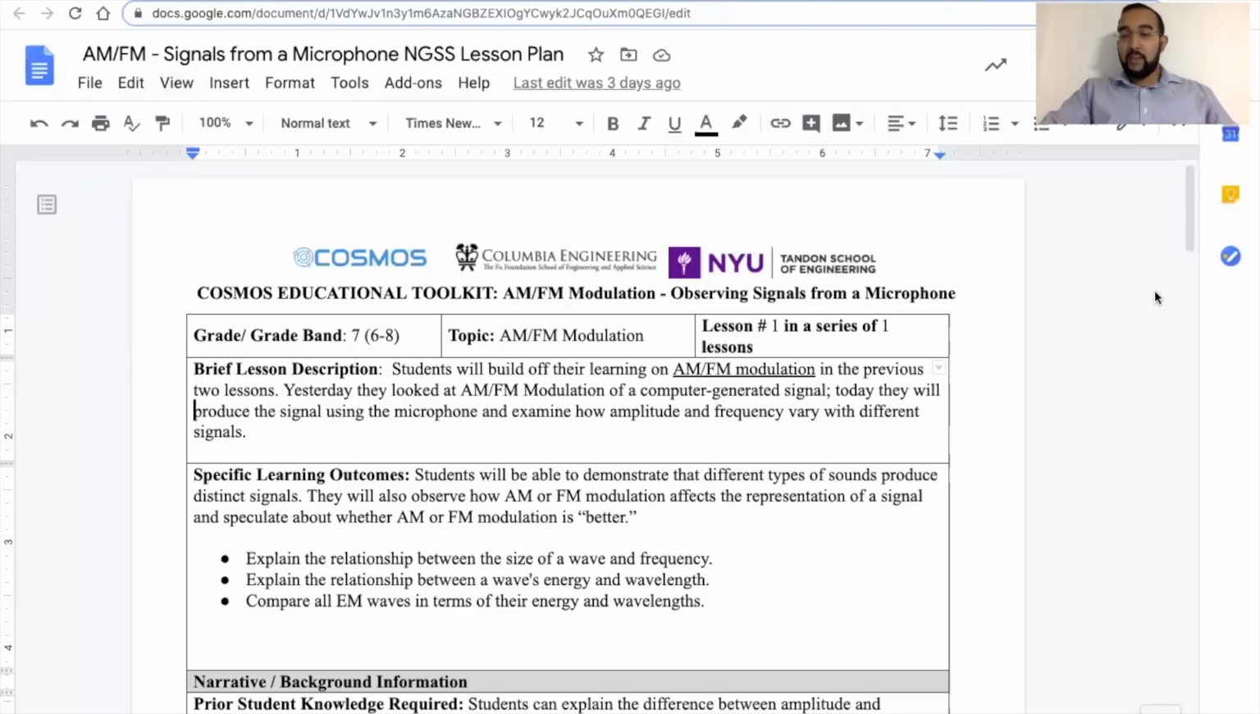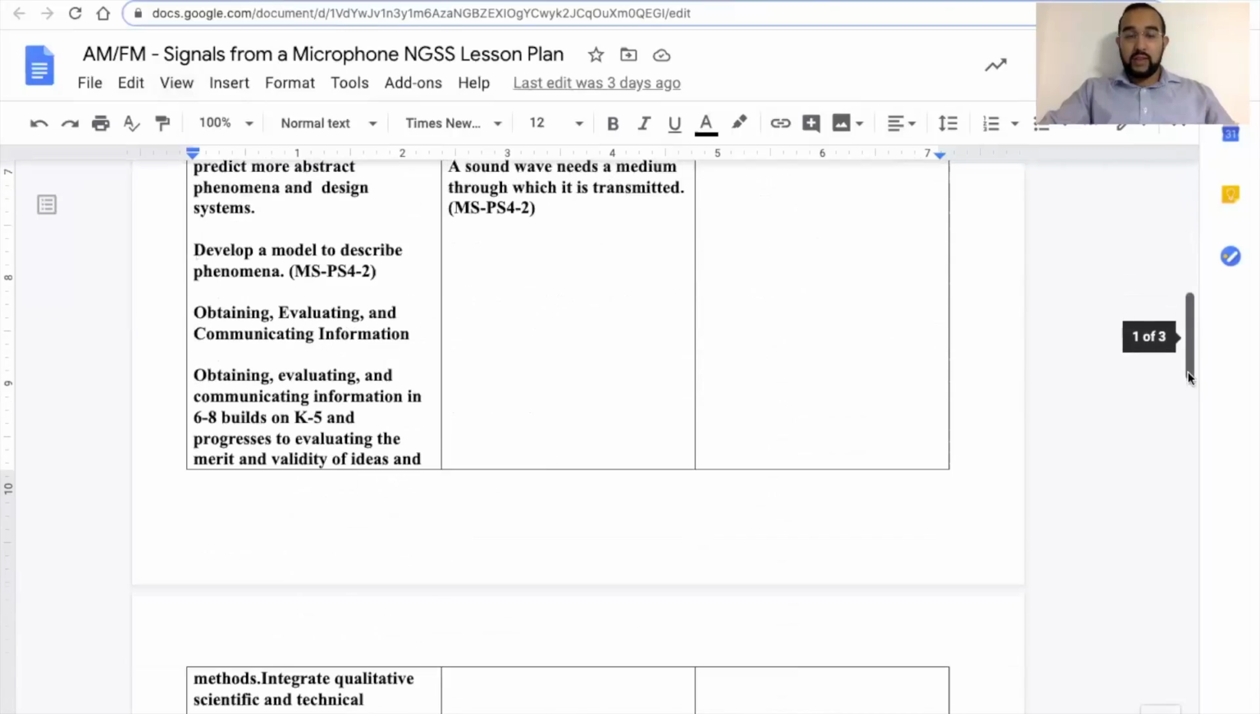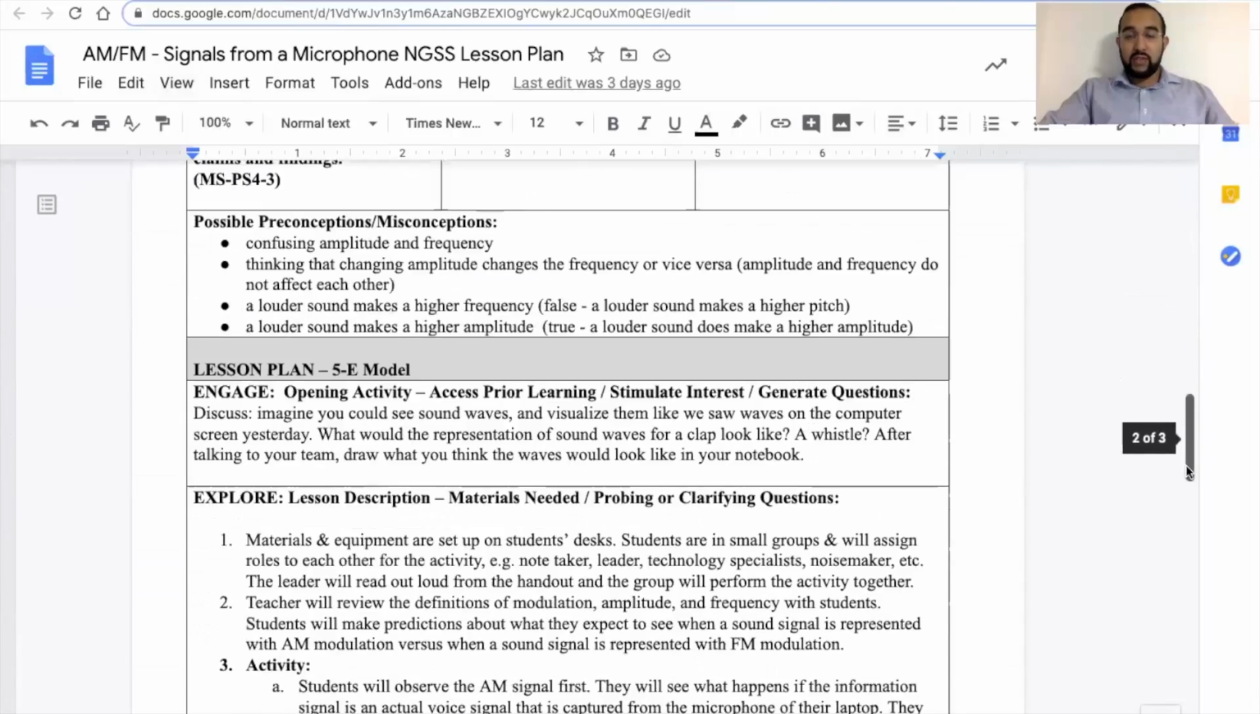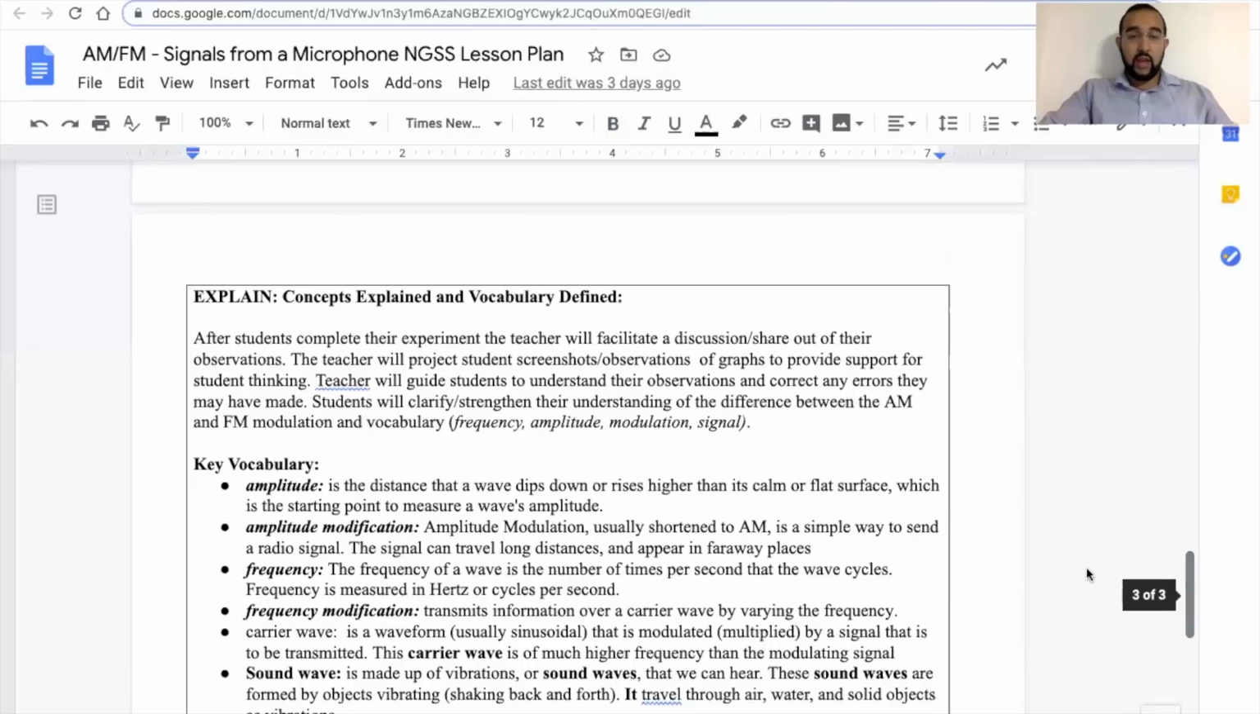So this is a perfect guide for teachers. You go and look at the lesson plan. It has all the details and instructions on all the activities, including the lab itself.